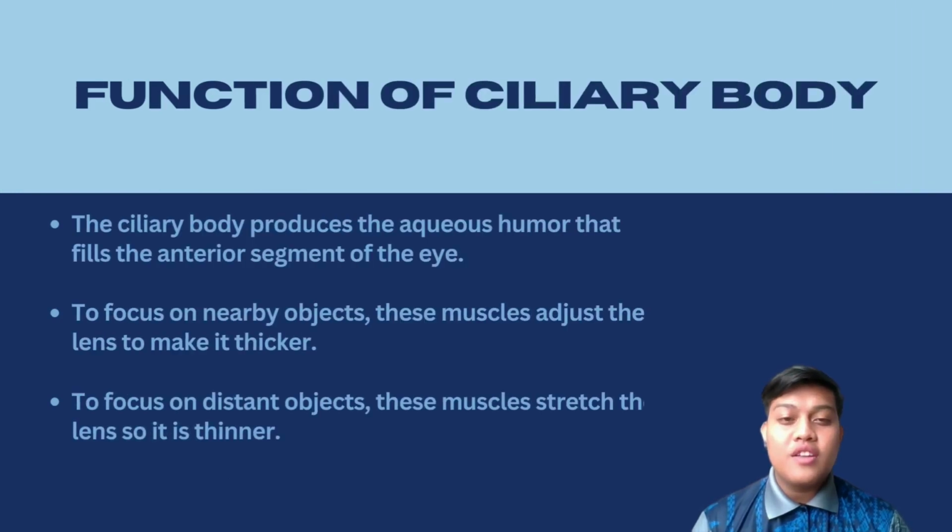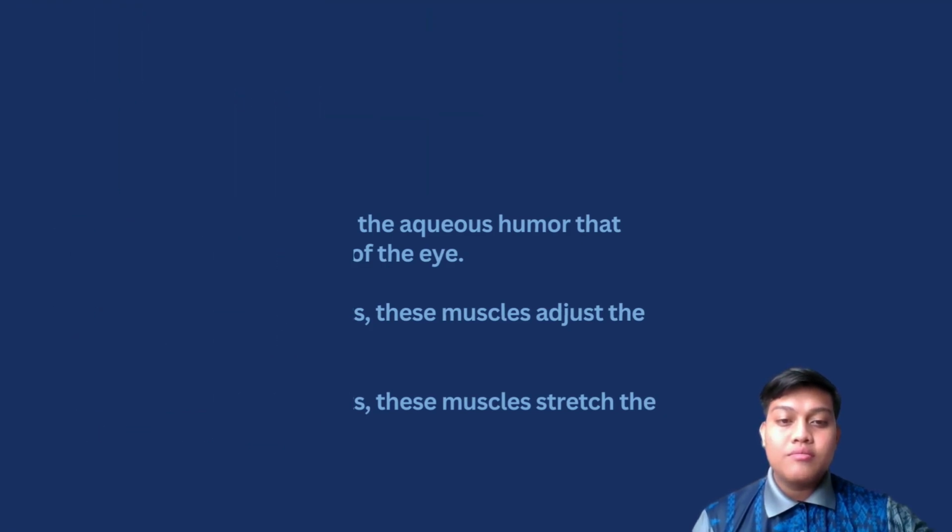The functions of the ciliary body. The ciliary body produces the aqueous humor that fills the anterior segment of the eye. The ciliary body focuses on nearby objects: these muscles adjust the lens to make it thicker. The ciliary body also focuses on distant objects: these muscles stretch the lens so it is thinner.